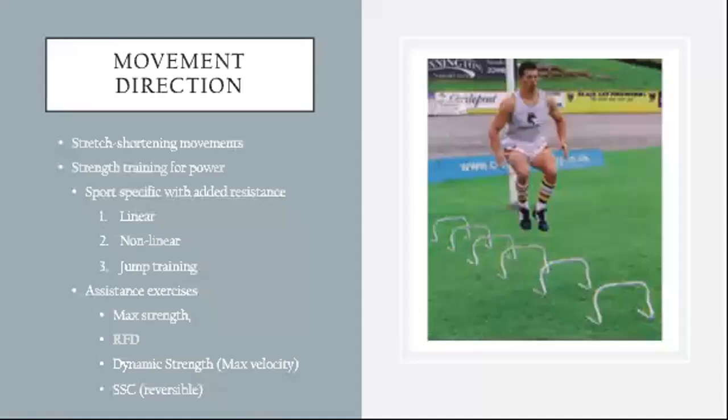Movement direction. The direction of applied movement is a key determinant of exercise effect. So movements go through a rapid stretch, the eccentric muscle action, immediately before the shortening, the concentric muscle action, which is required for power output. Back in chapter 2, we discussed the mechanisms behind the stretch shortening cycle.